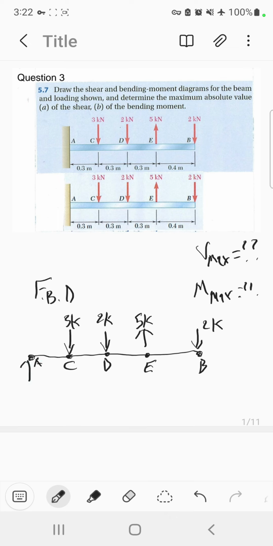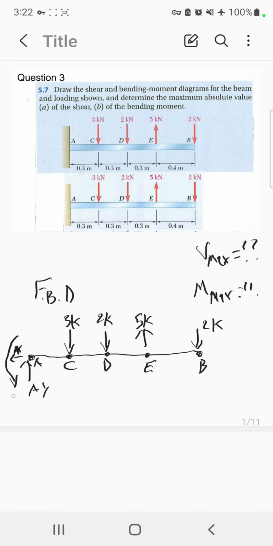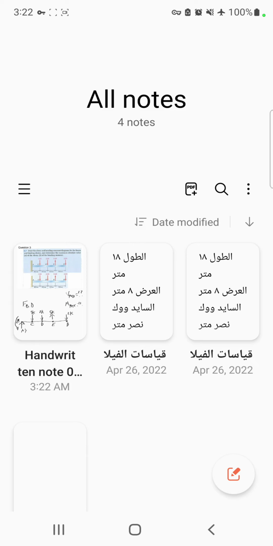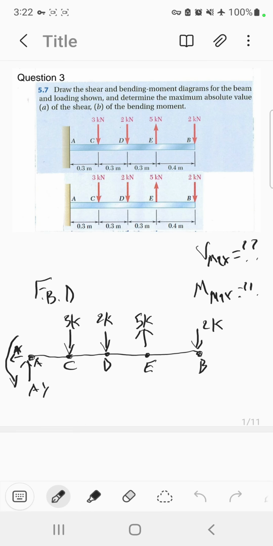And we don't know AY and AX. And we know the moment is like this, MA. Sorry guys, this one is MA. And we have 0.4 meter. We have also 0.3, 0.3, and 0.3. All meters.